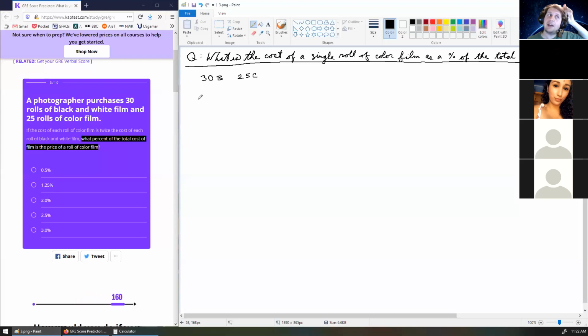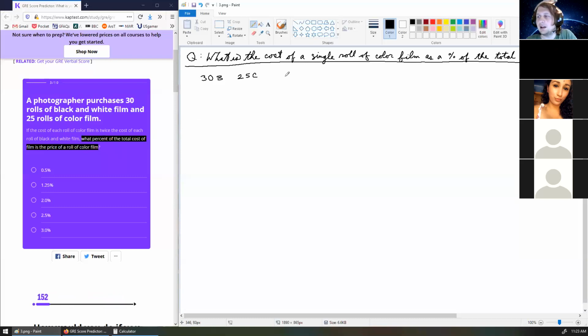And again, we never need to actually do real numbers here. We're just trying to get some sort of an equation going. We also know one more thing. The cost of each roll of color film is twice the cost of each roll of black and white film.